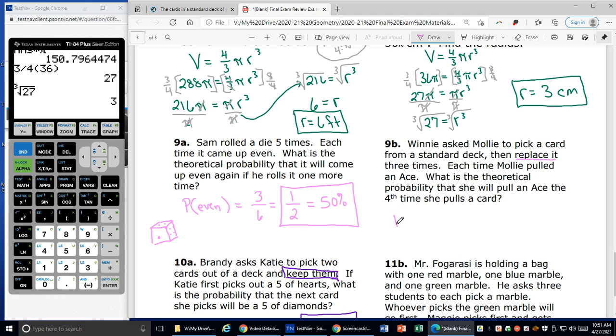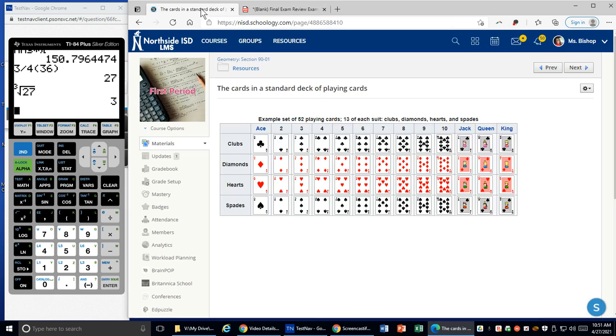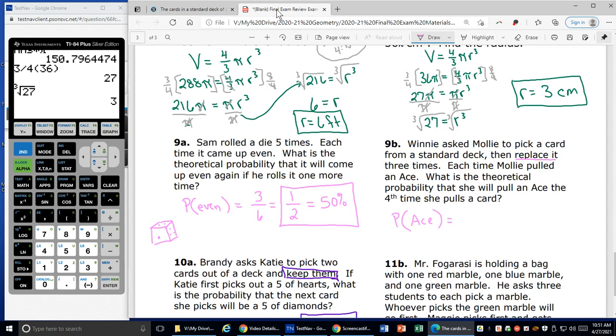So the probability of pulling an ace is not affected by the first 3 cards that she's already pulled because she put them back each time. So I need to know how many aces out of the whole deck. I've already got my standard deck of cards open. There are 1, 2, 3, 4 aces out of 52 playing cards. So 4 aces out of 52 total cards.